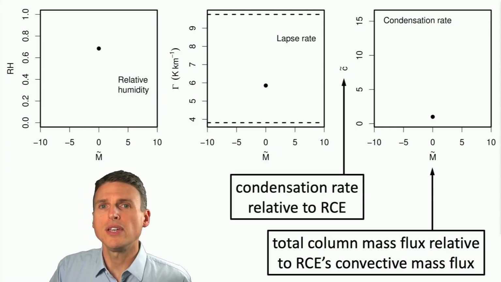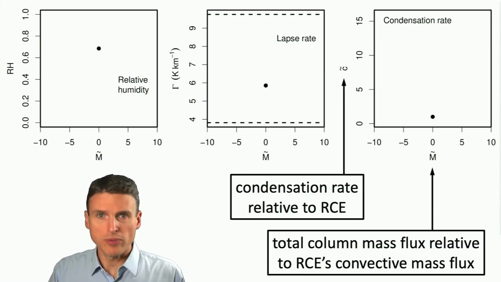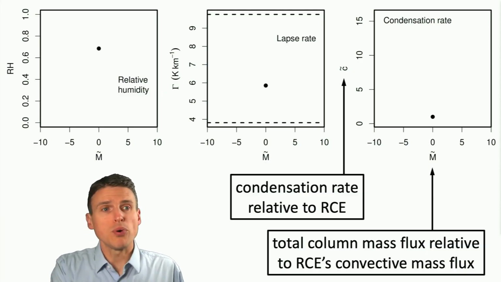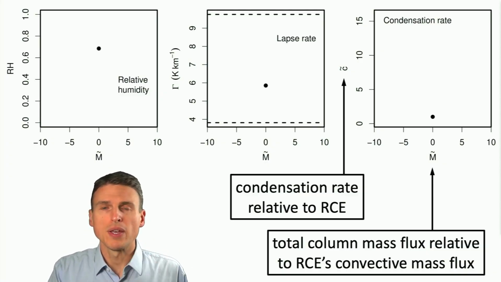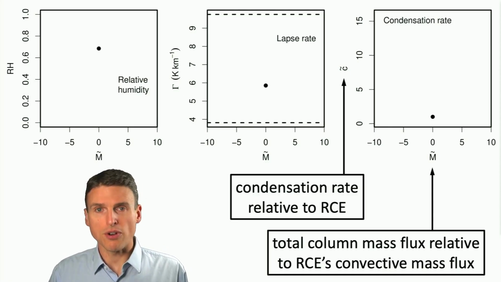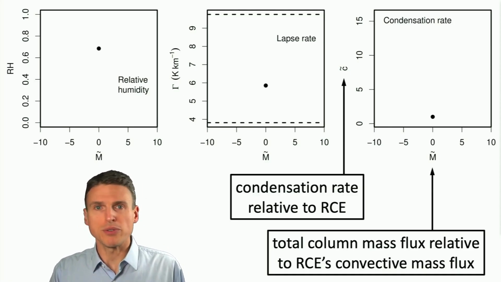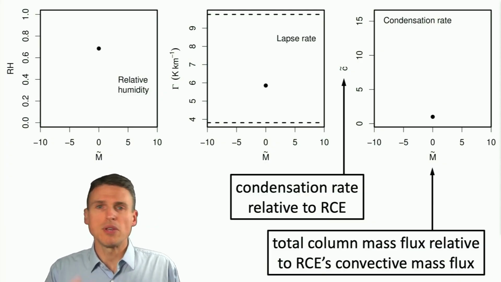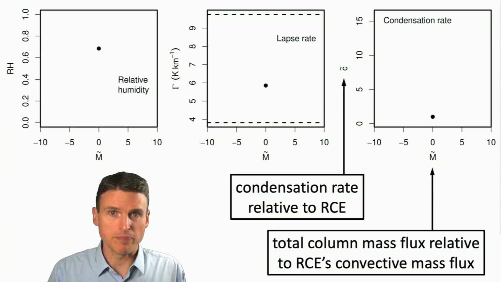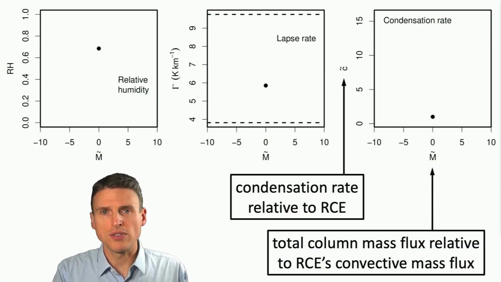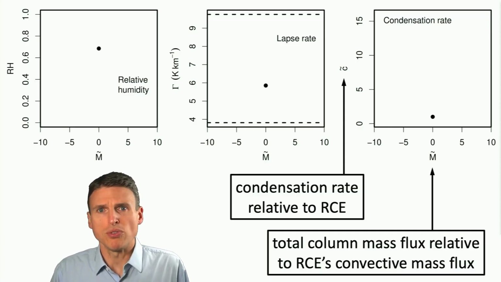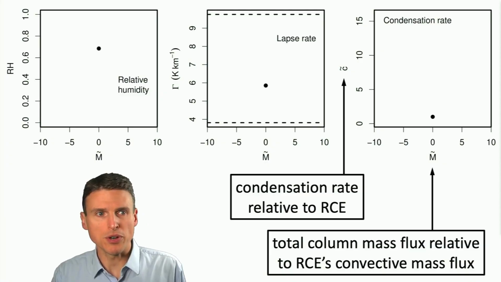Likewise, this C here is the condensation rate, equivalently the precipitation rate, and it's relative to that of RCE. So I've plotted 3 points in these 3 panels that correspond to the RCE value. So they're all at m equals 0. At m equals 0, that's RCE, where there's no net ascent. Right? The ascent in convection balances the descent in the environment. For condensation, since C tilde is defined relative to the RCE value, it's just 1. So there's a value of 1 at m equals 0.